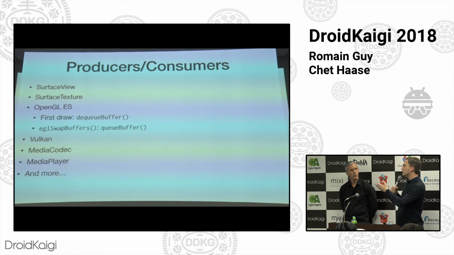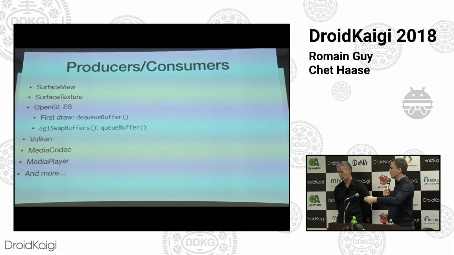In OpenGL, it depends on the driver, it depends on the GPU vendor, but typically on the first draw call, that's when we do the DQ buffer. So in Chet's section, he was talking about getting a buffer from Surface Flinger. This is actually what happens. The driver does this DQ buffer on the first draw. And when you call EGL swap buffers, that's when we do queue buffer. We give it back to the buffer queue.